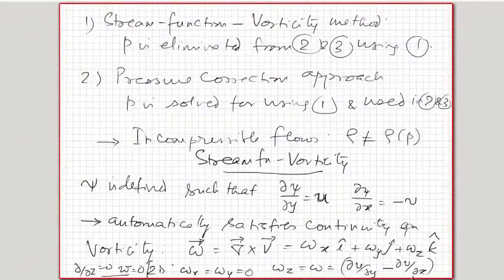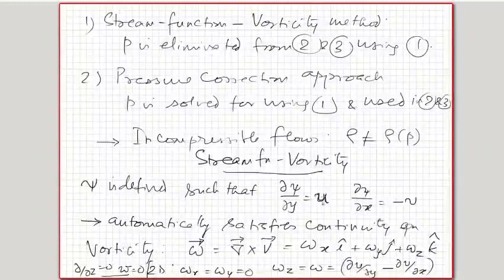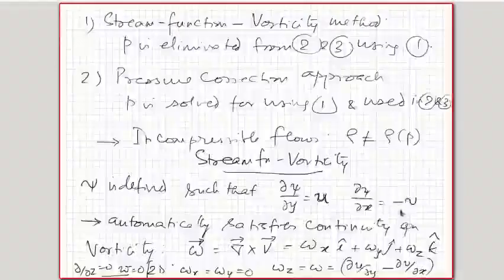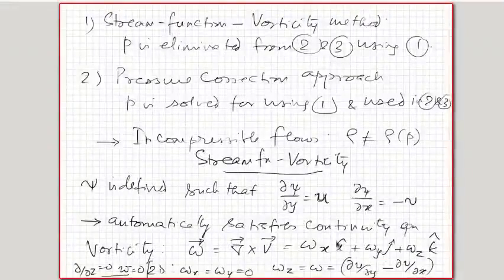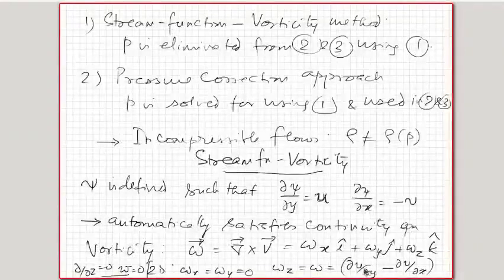So now this I can substitute in terms of the stream function. This becomes del u by del y, which is del squared psi by del y square, and minus del v by del x, which will be plus del squared psi by del x square. So you get del squared psi by del x square plus del squared psi by del y square is equal to omega. Okay.